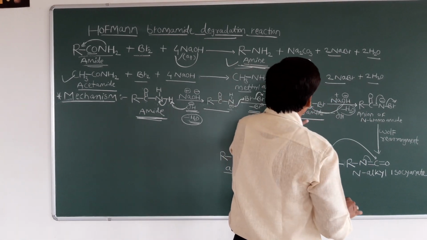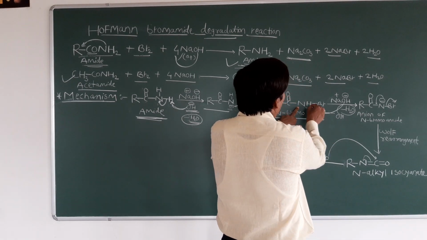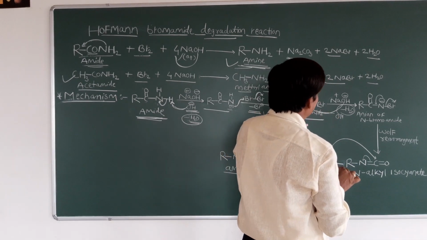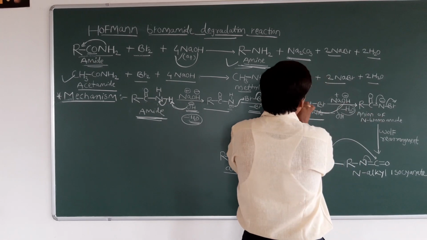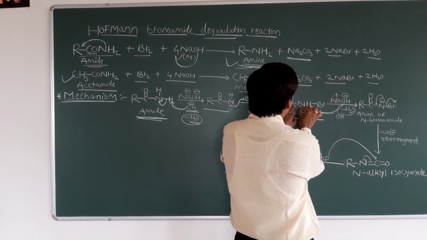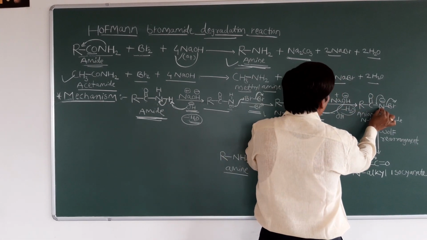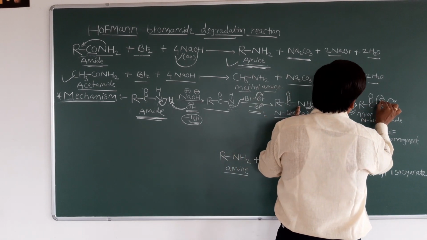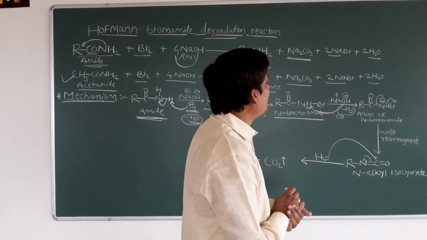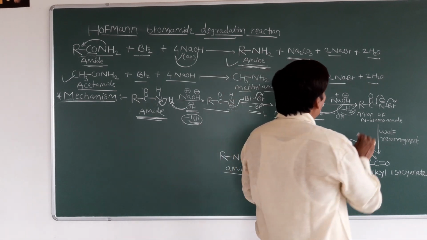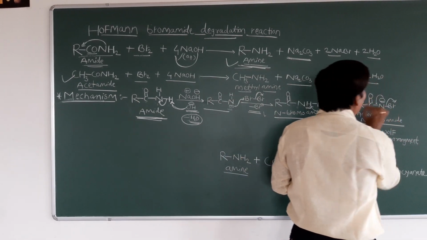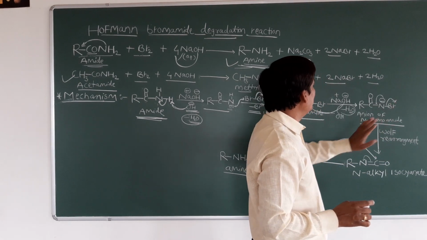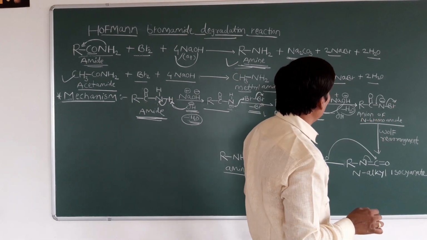And now what happened here? Now this hydrogen is removed, only Br is remaining as it is here. Just see R, then C double bond O, then single bond as it is, then N and Br. Now this nitrogen carries a charge, so already this has the minus charge. So next step, what happened? It is the anion of N-bromoamide. Why can we call this an anion? Because it has a minus charge.